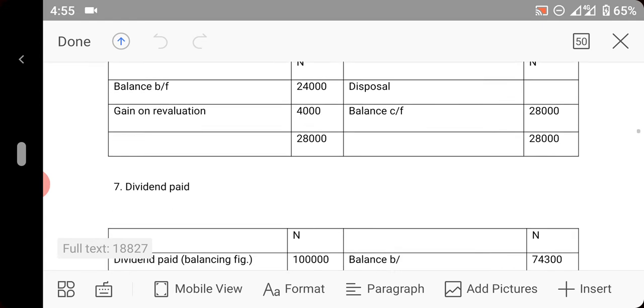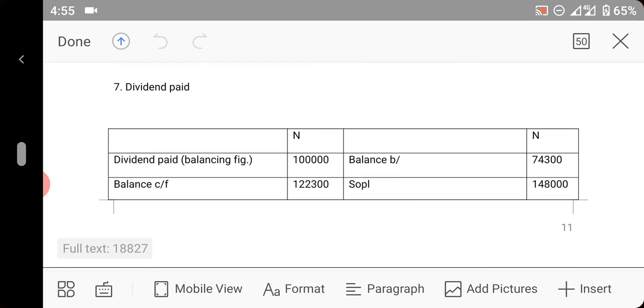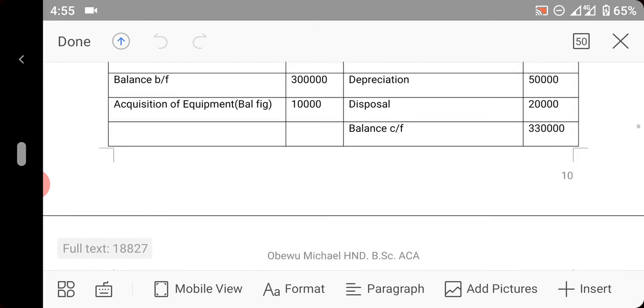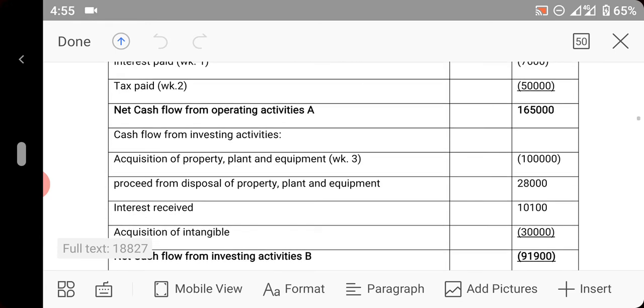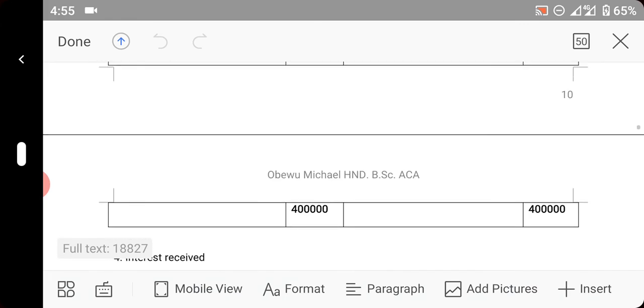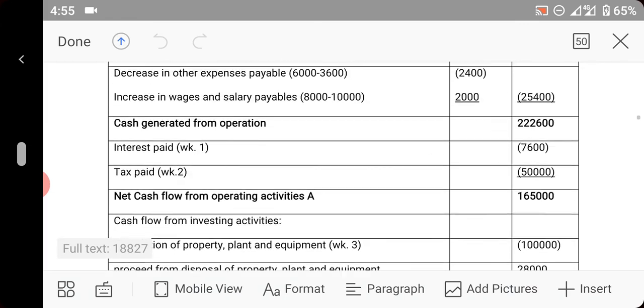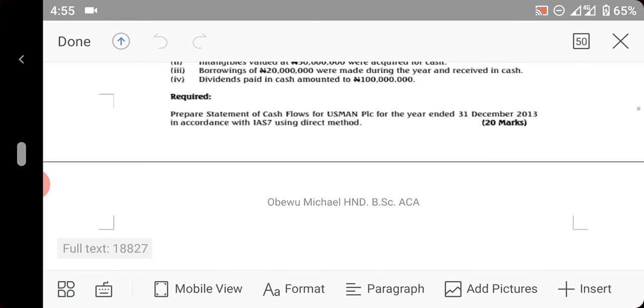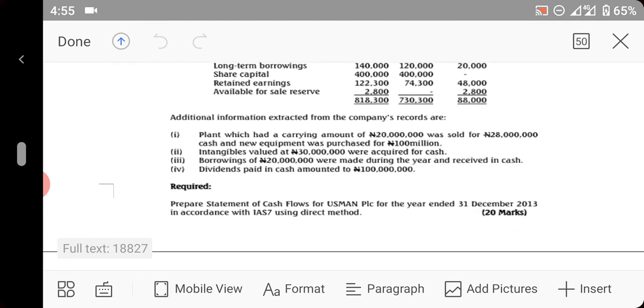So we'll move on. The last but not the least is dividend. So we have dividend paid. How do you adjust dividend? You adjust dividend with your retained earnings, but you don't need to do that because they told us already that dividend paid is 100 million naira, so no need adjusting that. So let's look at dividend paid so you understand what I'm talking about. They told us that dividend paid in cash amounted to 100 million, so you don't need to adjust it.